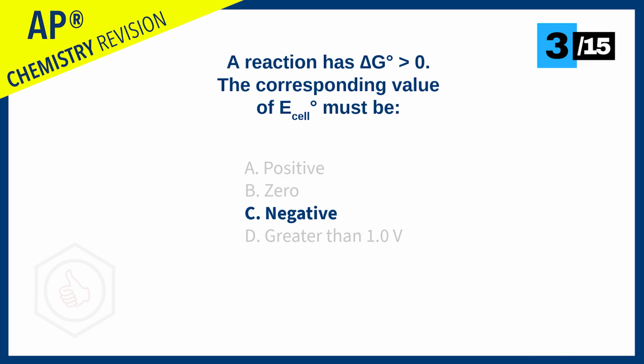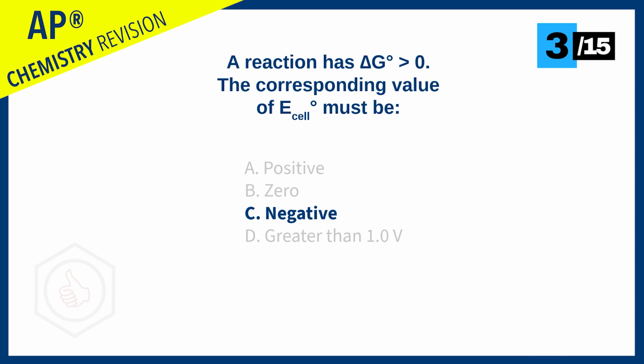A positive E cell value would mean that the cell reaction is thermodynamically favorable and spontaneous. Since these two are opposites, if delta G is positive, E cell must be negative, so the reaction isn't spontaneous and isn't thermodynamically favorable.